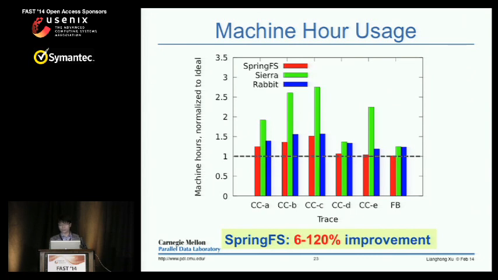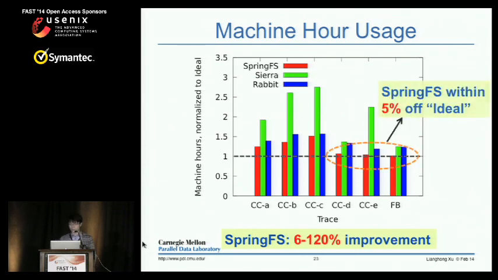SpringFS improves over state-of-the-art designs by 6 to 120% in terms of machine hour usage. For some traces, for example, CC-D, CC-E, and the Facebook trace, SpringFS actually falls within 5% of the ideal machine hour usage.